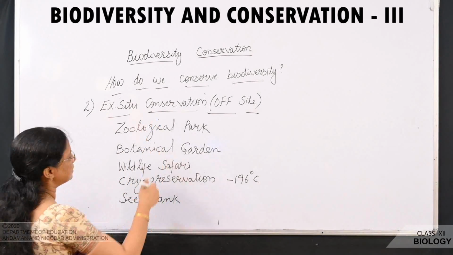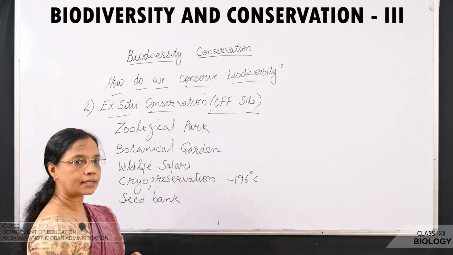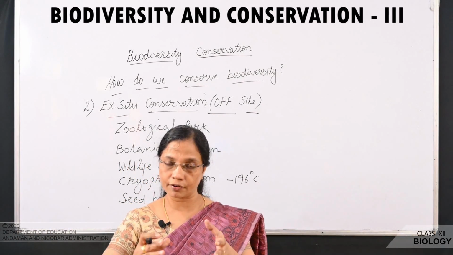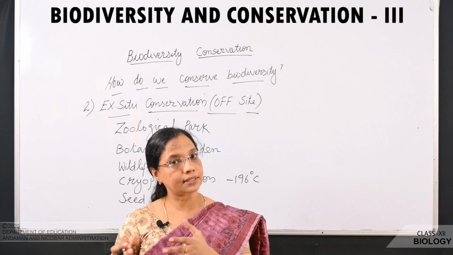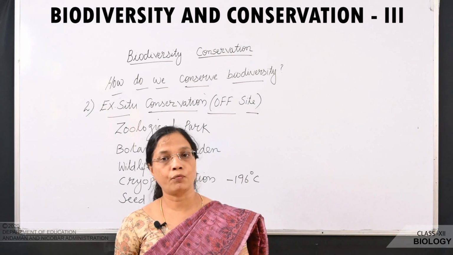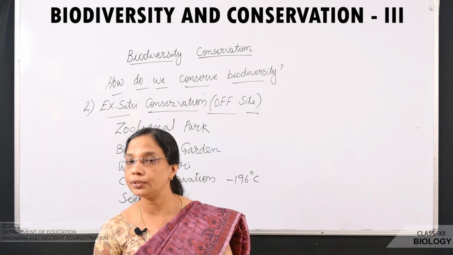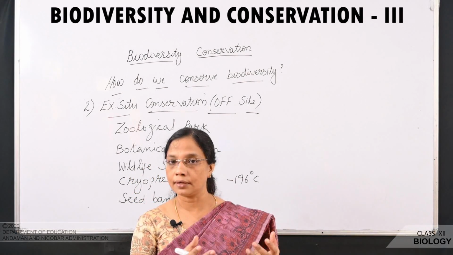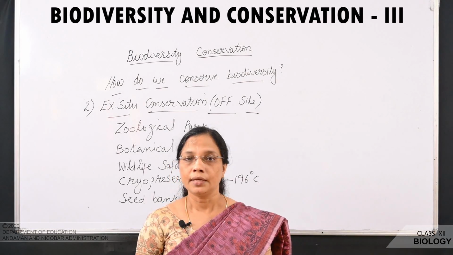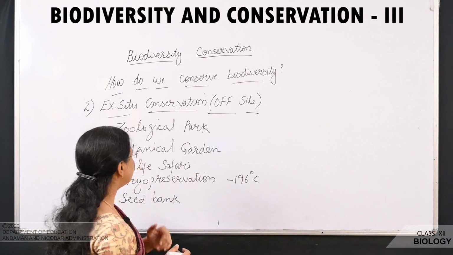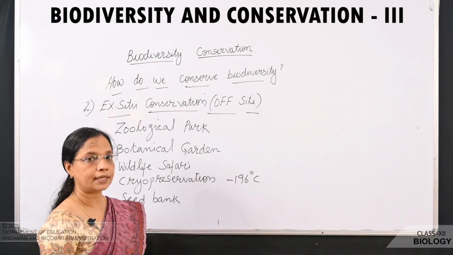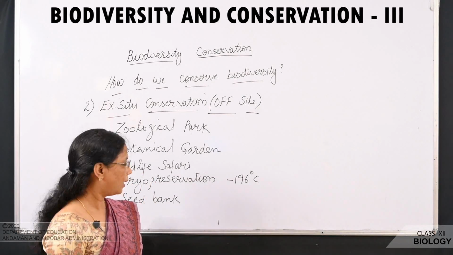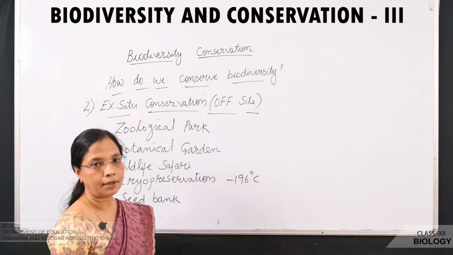So these are the ex situ conservation methods. What is ex situ conservation? Where the species are taken from their natural habitat and conserved in an enclosure by providing all the conditions similar to that of the natural environment or natural ecosystem. Here we have seen Zoological Park, Botanical Garden, Wildlife Safari, Cryopreservation and Seed Bank.